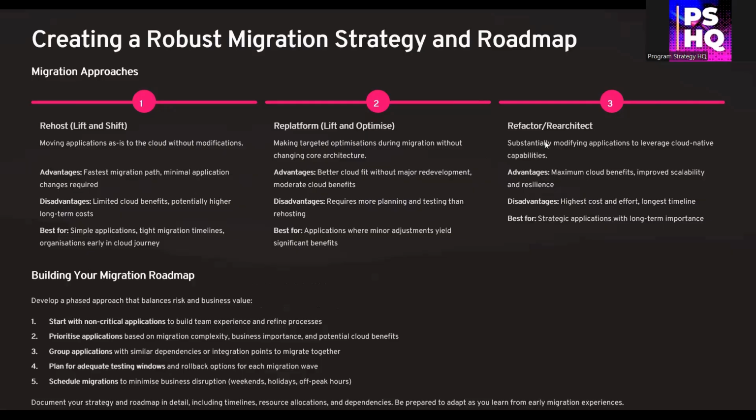Now for the roadmap. Prioritize applications based on business impact and complexity. Start with low risk apps to build confidence, then move to critical ones. Group applications that share dependencies and plan migration waves. Schedule cutovers during low traffic periods and always include rollback plans. Your roadmap should be phased, flexible, and continuously improved based on real world feedback.